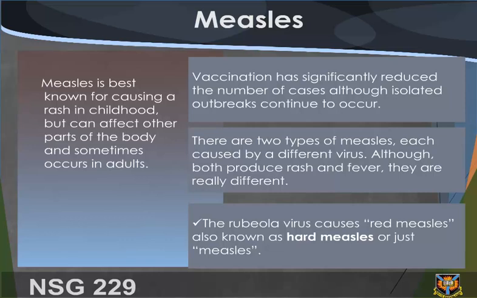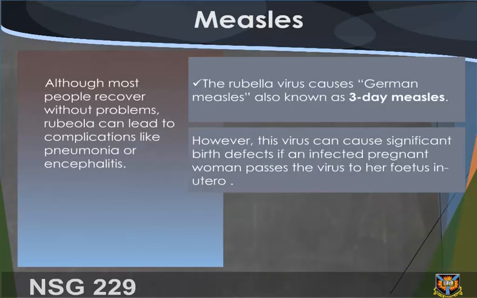There are 2 types of measles, each caused by a different virus. Although both produce rash and fever, they are really different. The rubeola virus causes red measles, also known as hard measles or just measles. Although most people recover without problems, it can lead to complications like pneumonia or encephalitis.